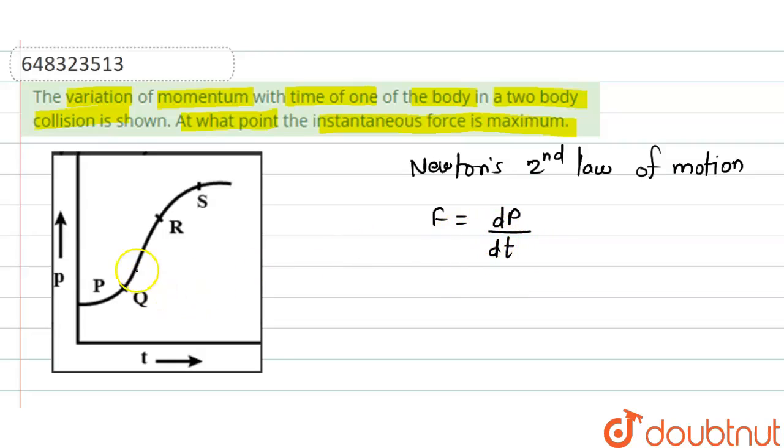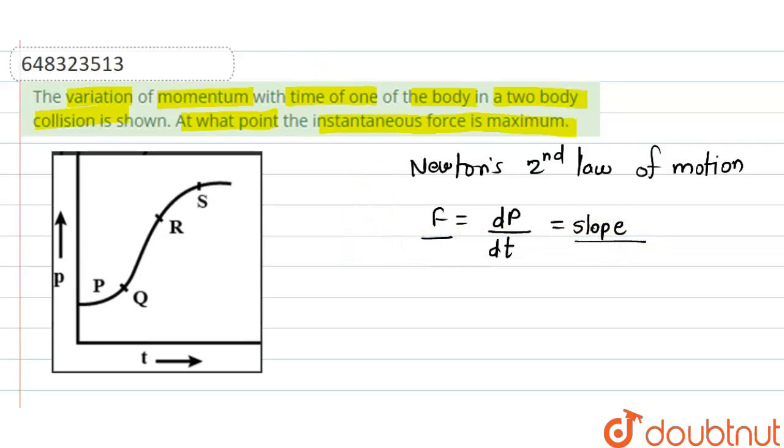Now, if we see the graph here, the x-axis has time, the y-axis has momentum values, and dp by dt will be equal to the slope of this graph. Means we can check the slope of the graph at each point P, Q, R, S, and where the slope is maximum, there the force is also maximum, because this force is equal to the slope of this given graph.